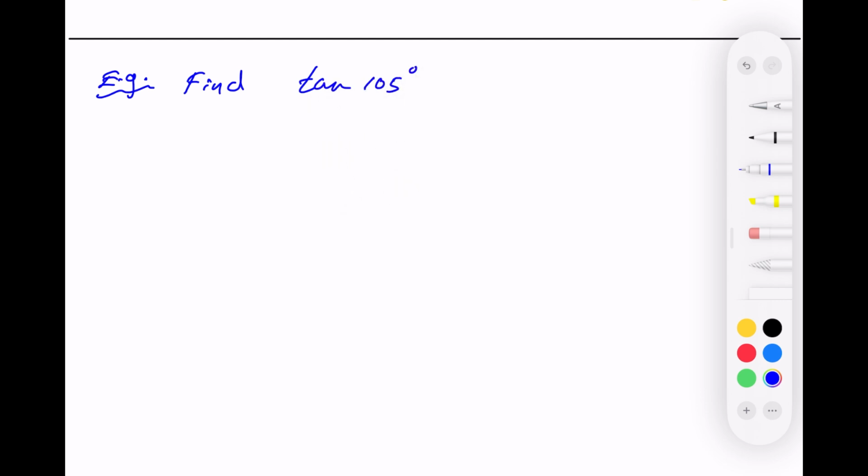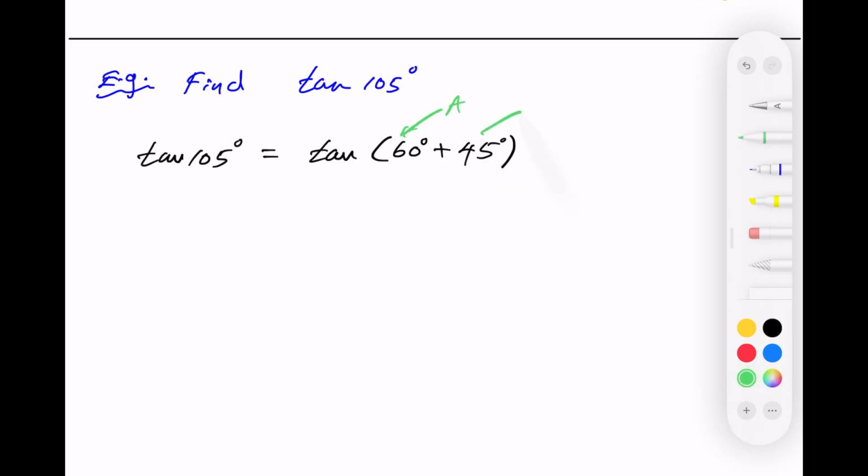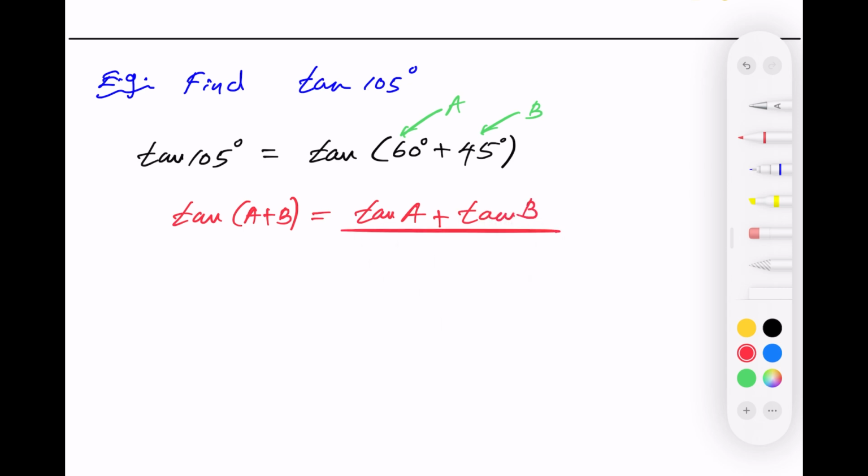105 degrees. I will write down tangent 105 degrees as tangent of 60 plus 45 degrees. The order doesn't matter. You can write it as 45 degrees plus 60 degrees or the way I wrote it. And then I'm going to identify one of them as angle A and the other one as angle B. We know that tangent A plus B is equal to tangent A plus tangent B, all of that divided by 1 minus tangent A tangent B.